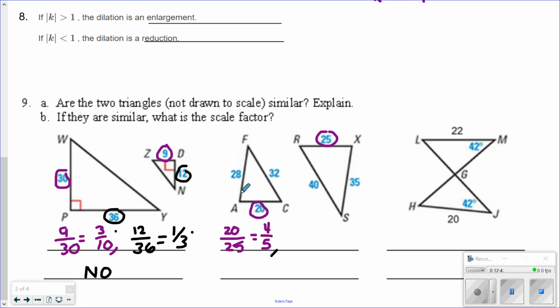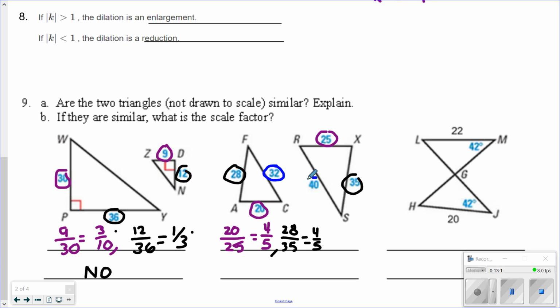Let's move on to the next side. So the next largest would be 28 here. The next largest would be 35 here. So if I write out that ratio, 28 over 35. And this simplifies to 4/5. So far, so good. Those fractions are the same, but I do need to check that third side.